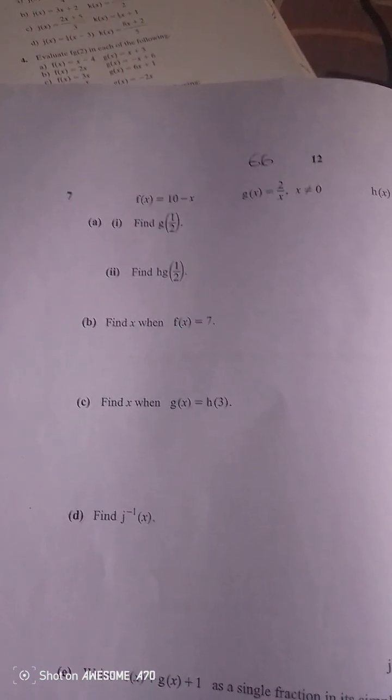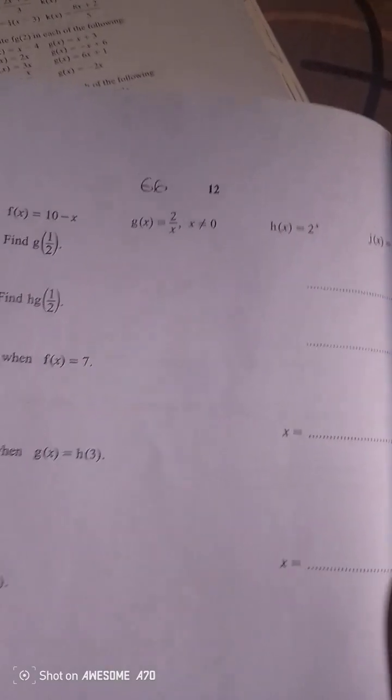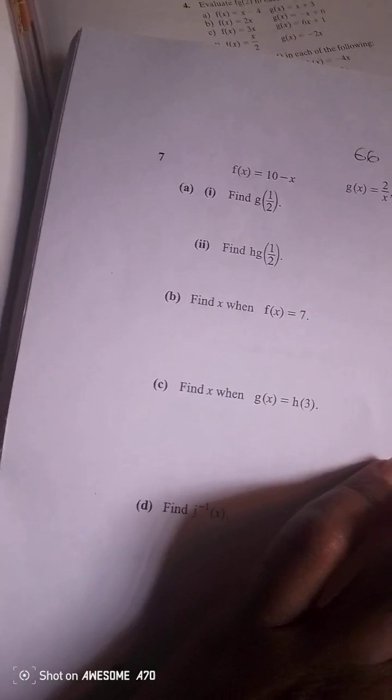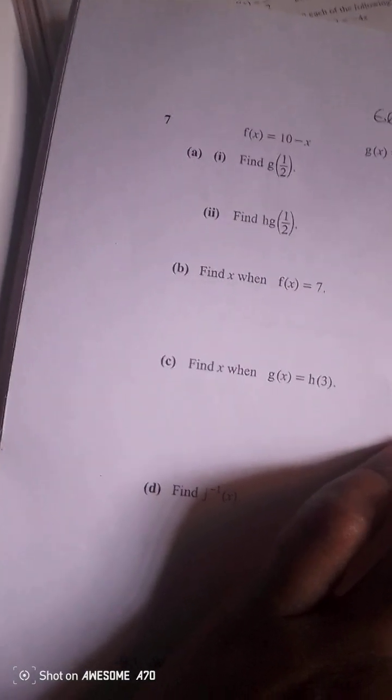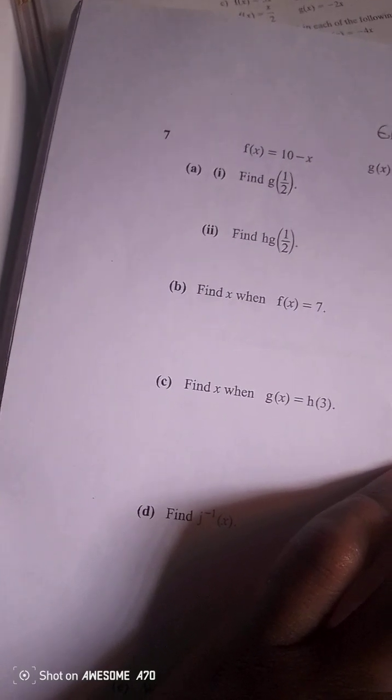Okay, let us have a good look at this question. The question reads that f of x is equals to 10 minus x, g of x is equals to 2 over x, provided that x is not equal to 0, h of x is equals to 2 raised to power x, and j of x is equals to 5 minus 2x. Evaluate A, Roman figure 1, g of half, Roman figure 2, hg of half.